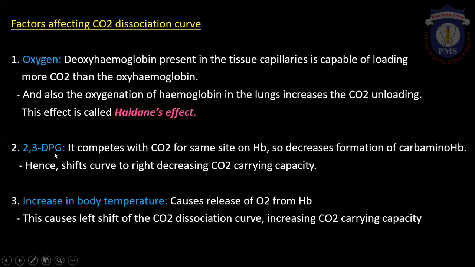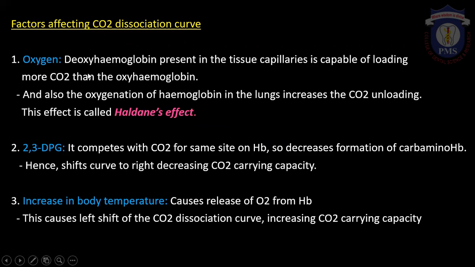Now the second factor affecting the carbon dioxide dissociation curve is 2,3-diphosphoglycerate. Here, 2,3-diphosphoglycerate will compete with the site of carbon dioxide on the hemoglobin. I repeat, it competes with the same site on hemoglobin where carbon dioxide was meant to be bound, and therefore it decreases the formation of carbamino hemoglobin, which in turn shifts the carbon dioxide dissociation curve to the right, thereby decreasing the carbon dioxide carrying capacity.